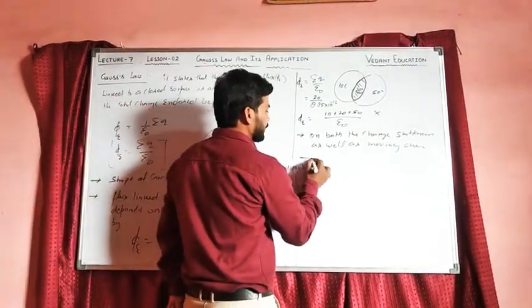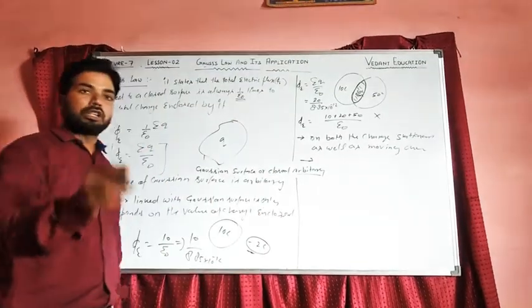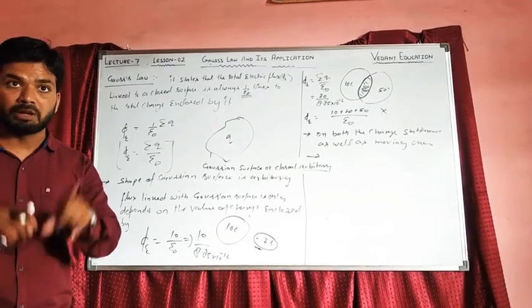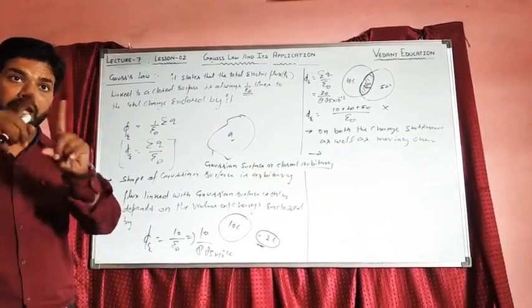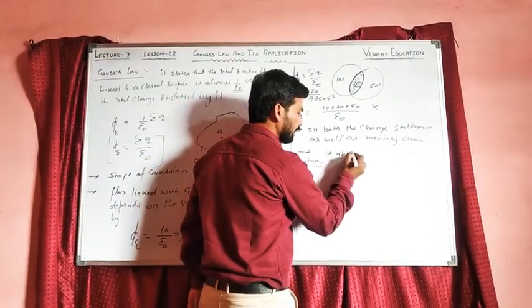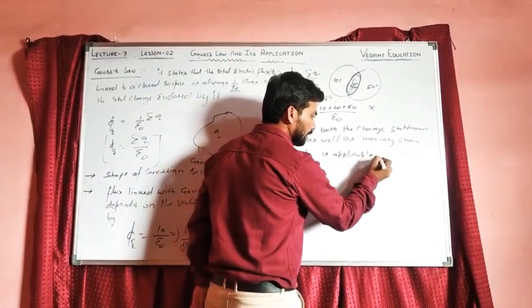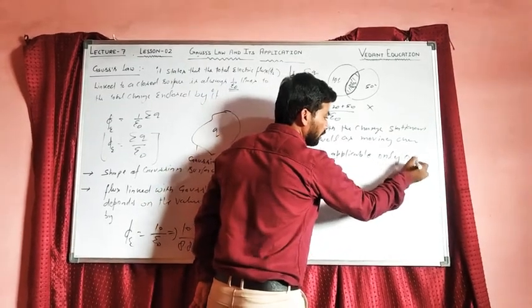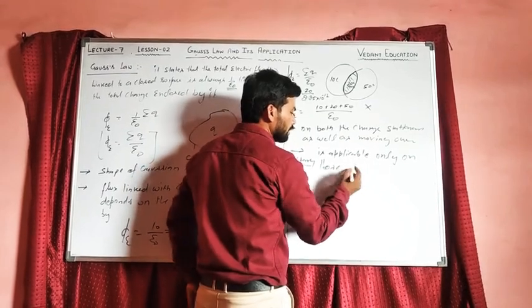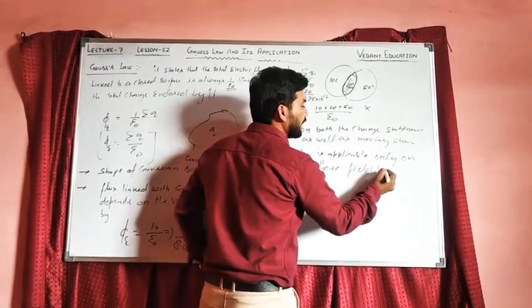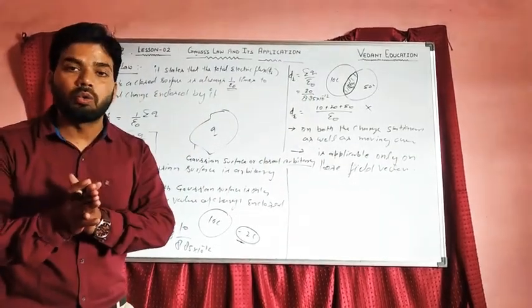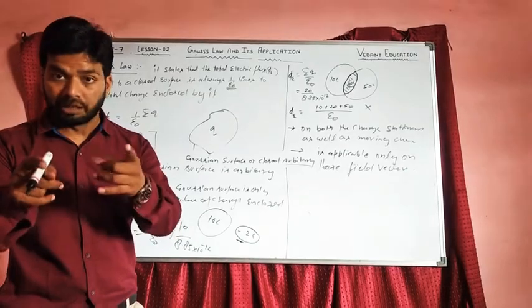Gauss theorem, next point. Gauss's law is applicable only on those electric field vectors which follow, or obey, the inverse square law.